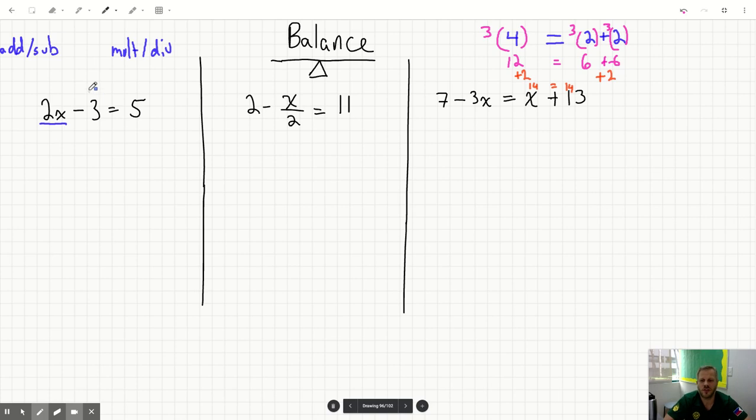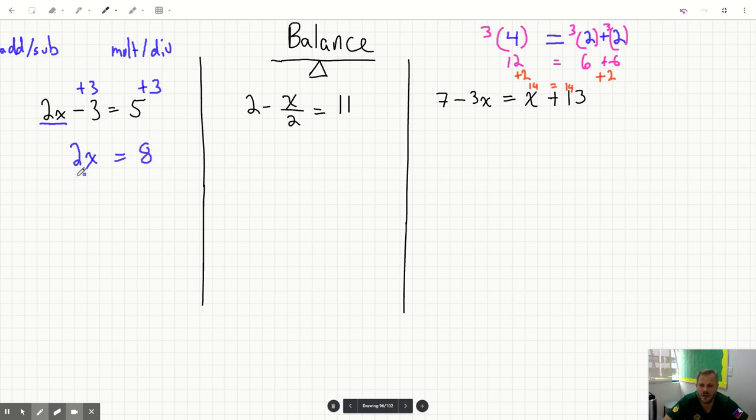So what we want to do is undo this subtraction first. So how am I going to do that? Well, what's the inverse of subtracting 3? I'm going to add 3. And why would I do that? Well, I am undoing the subtracting 3, and I end up with 0 here. So now we've got 2x equals, and then since I added 3 to this side, this becomes 8.